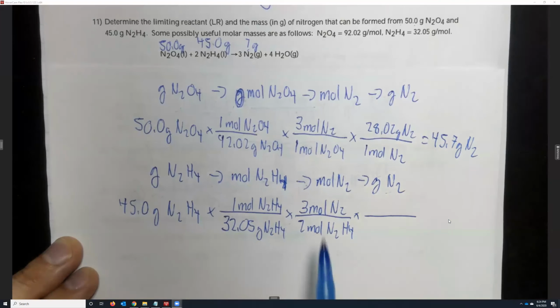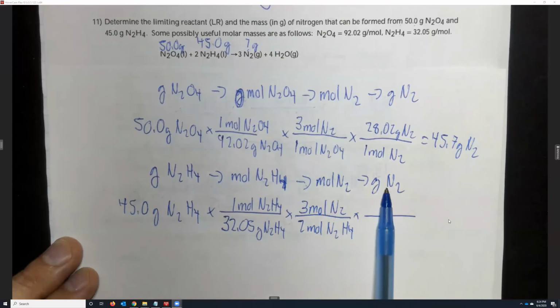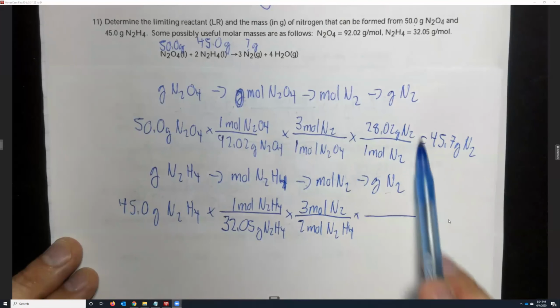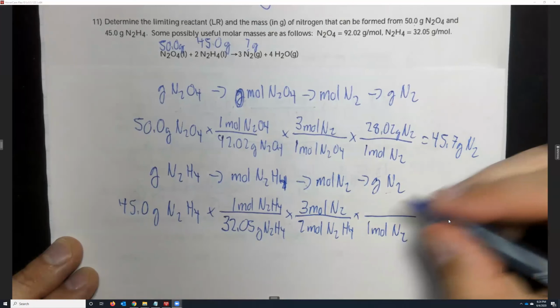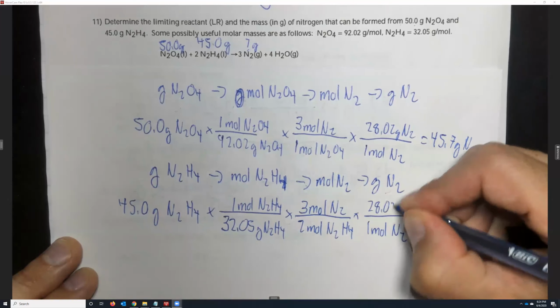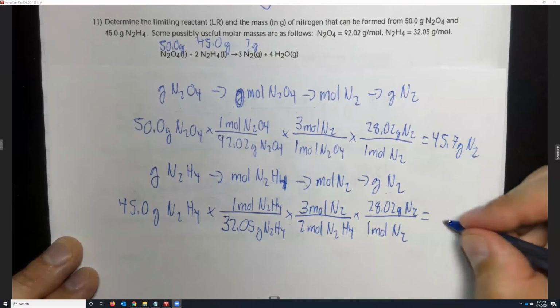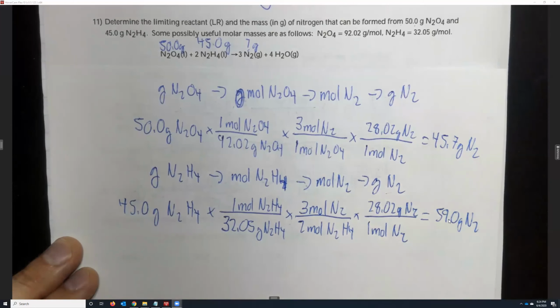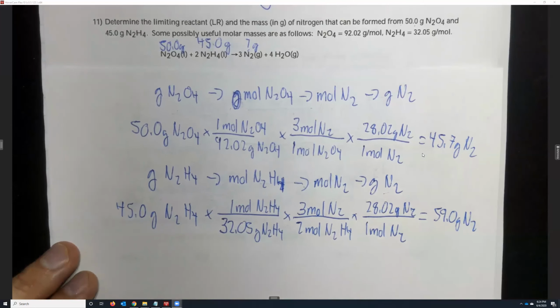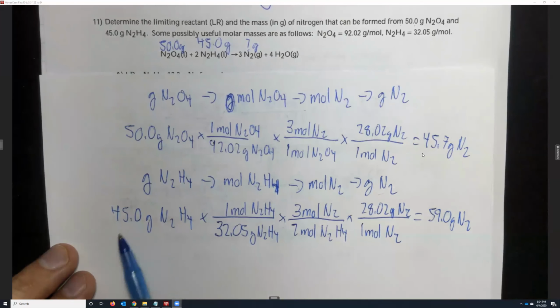For the last step, you notice we're doing the same thing. Moles of nitrogen to grams of nitrogen. So we can just copy this down. So we put 1 mole of N2 on the bottom and 28.02 grams of N2 on the top. And when we do that math, we get 59.0 grams nitrogen. So now we know that if we use all of our N2O4, we make this much. If we use all of our N2H4, we make this much.